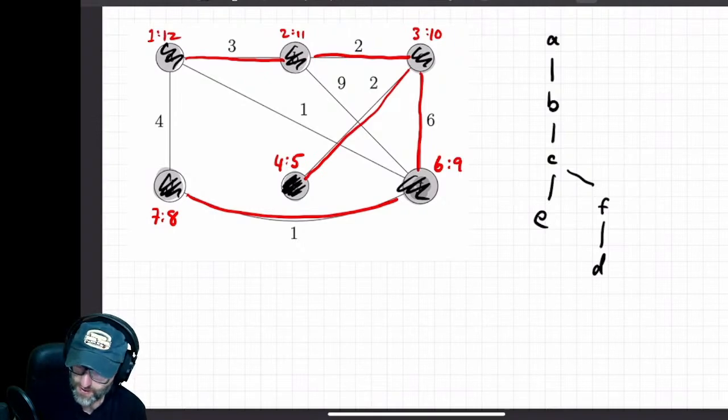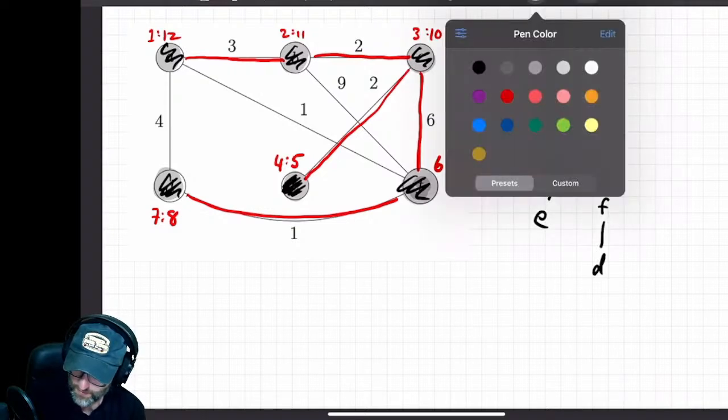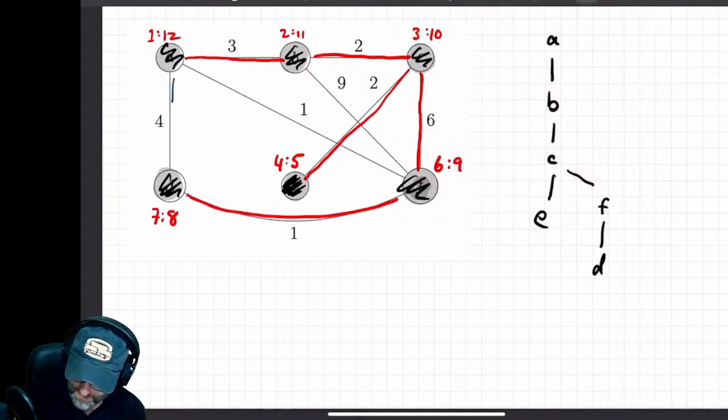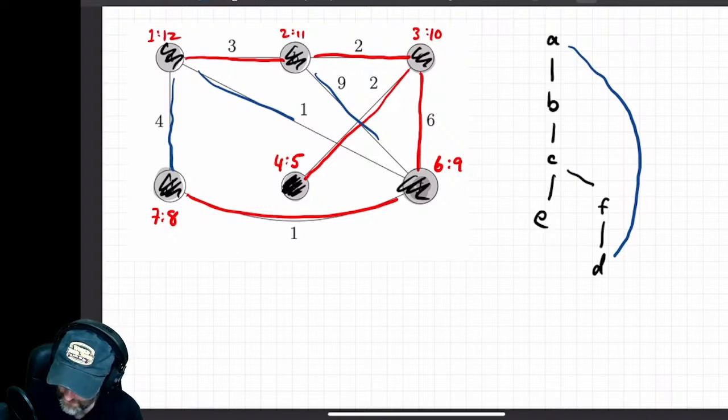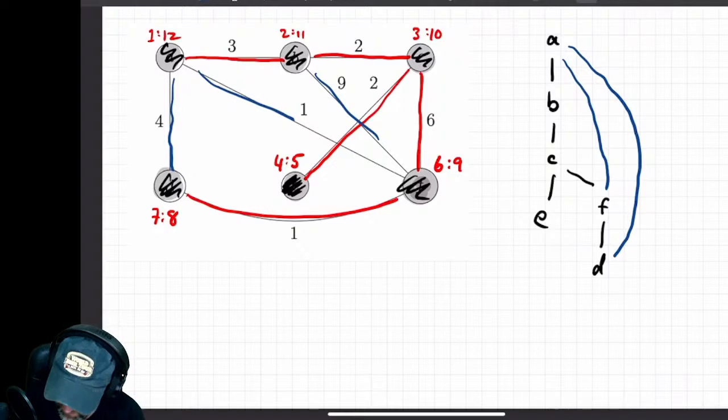Now, what about those other edges there? What about, let me change color here, blue. All right. What about this edge, and this edge? How do those get connected? So A to D. A to F. And finally, B to F. So B to F here.